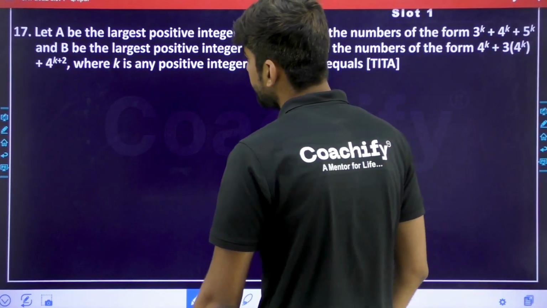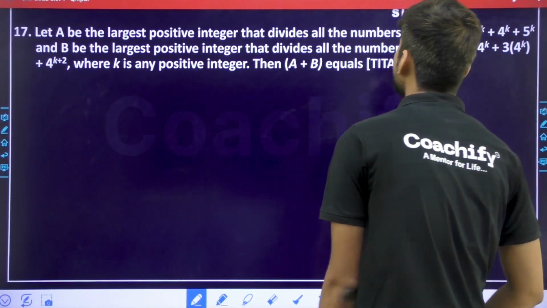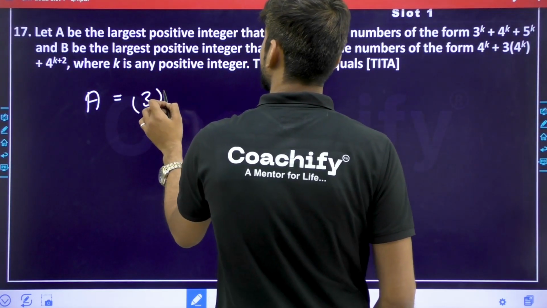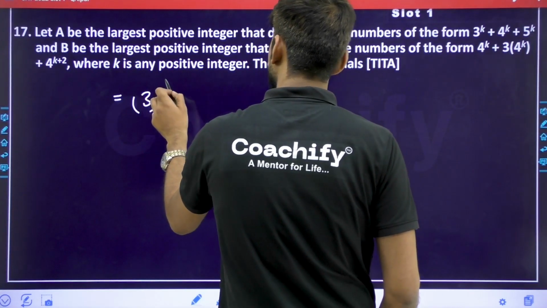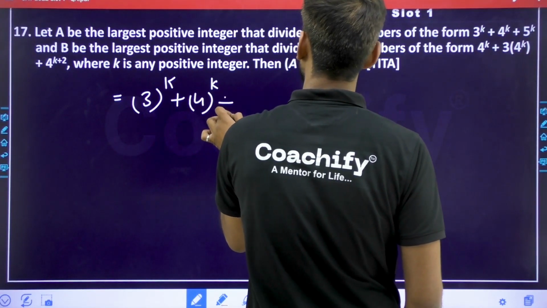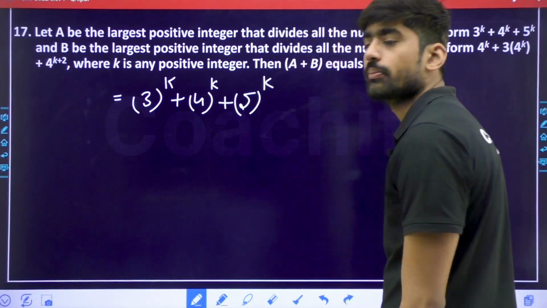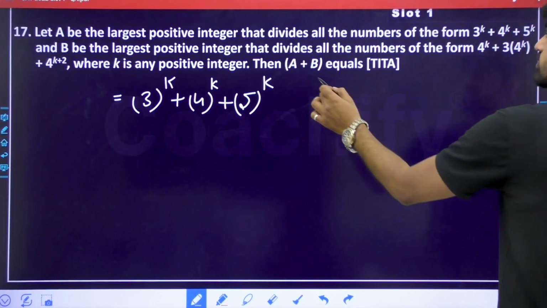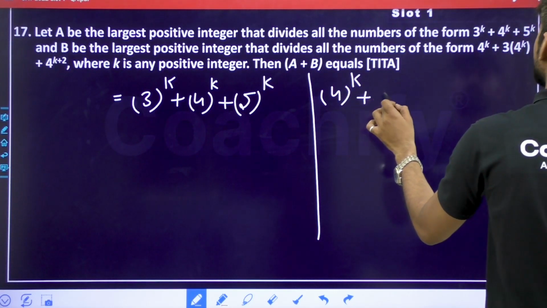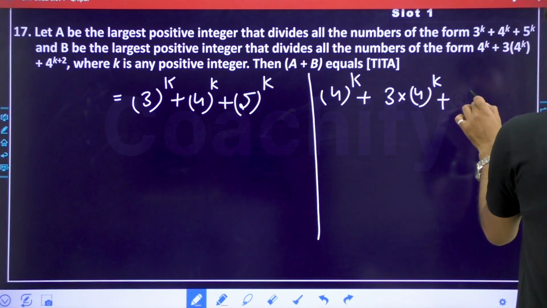Now the question says, let a be the largest possible integer that divides all the numbers of the form. So let's say a is something which is, so these are the numbers of this form, and a is a number which is dividing all such numbers of this format. And b is again the largest possible integer that divides all the numbers of this format: 4 to the power k plus 3 times 4 to the power k plus 4 to the power k.